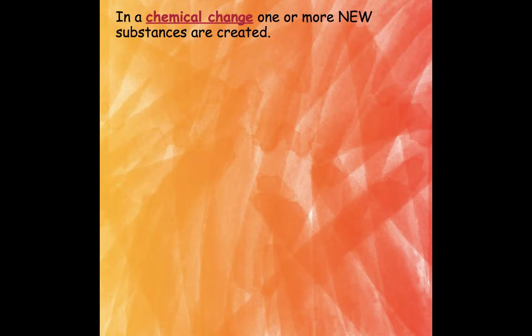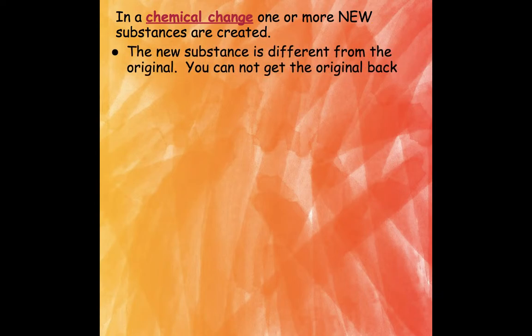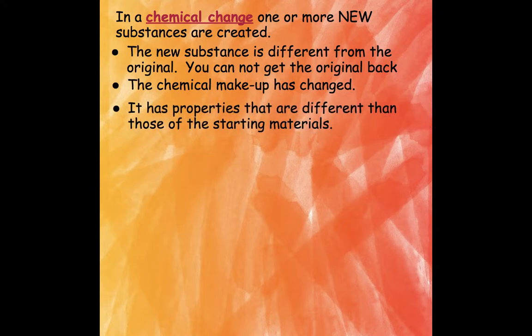In a chemical change, a new substance is created. Sometimes it's one, sometimes it's multiple new substances. You don't have the same product that you started with. The new substance is different from the original, and you can't get the original back because the chemical makeup has changed. So it has properties that are different from those of the starting materials.